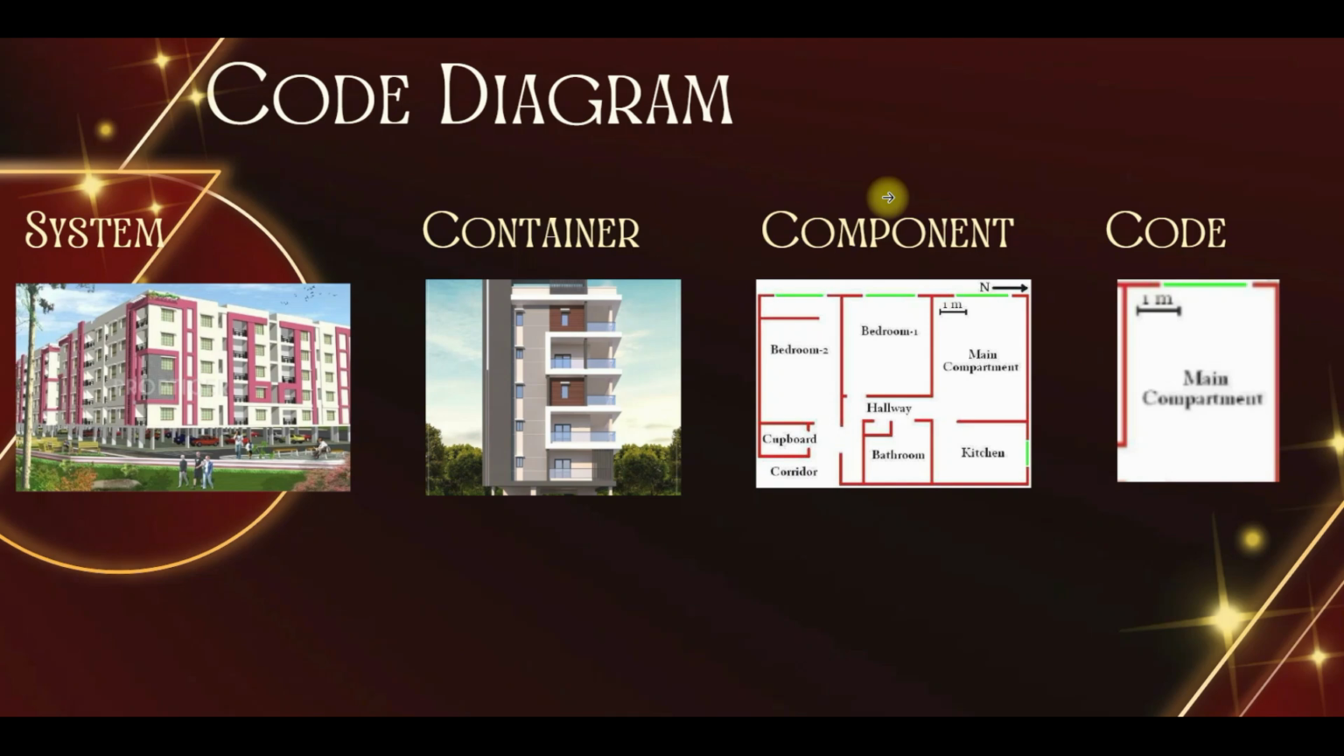Diagrams. In continuation to our discussion from component diagram, code or class diagrams are where we zoom into a component and identify classes within. If you see the example from real world, where we thought a gated community, apartment community as a system, a standalone apartment building as a container, an individual flat as a component. Now, if we zoom and look into the component, we see bedrooms, kitchen, corridor, hallway, main compartment, or living hall, right? Each of them we can consider as a class or code inside a component.